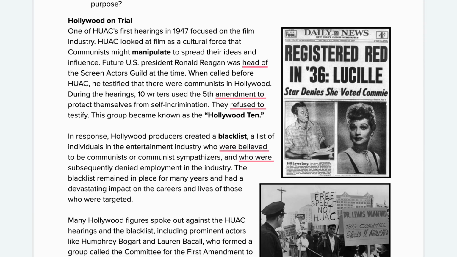Hollywood on trial. One of the HUAC's first hearings in 1947 focused on the film industry. HUAC looked at film as a cultural force that communists might manipulate to spread their ideas and influence. Future U.S. President Ronald Reagan was head of the Screen Actors Guild at the time. When called before the HUAC, he testified that there were communists in Hollywood.